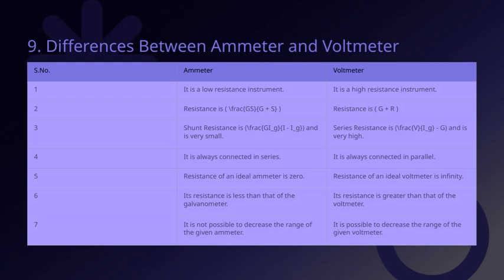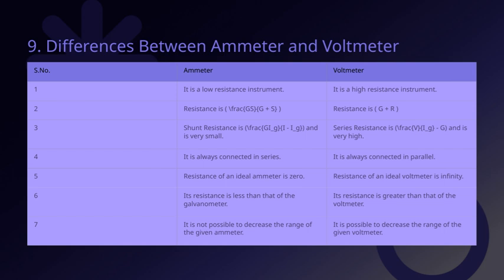Now, let's look at the key differences between ammeters and voltmeters. First, an ammeter is a low-resistance instrument, which means it is designed to allow current to pass through with minimal opposition. In contrast, a voltmeter has high resistance, so it doesn't significantly affect the circuit when measuring voltage. When we talk about their resistance, the ammeter's resistance is given by the formula Gs divided by G plus S, which is generally kept very low. The voltmeter's resistance, on the other hand, is the sum of G and R, making it quite high to prevent current from flowing through it when measuring voltage.